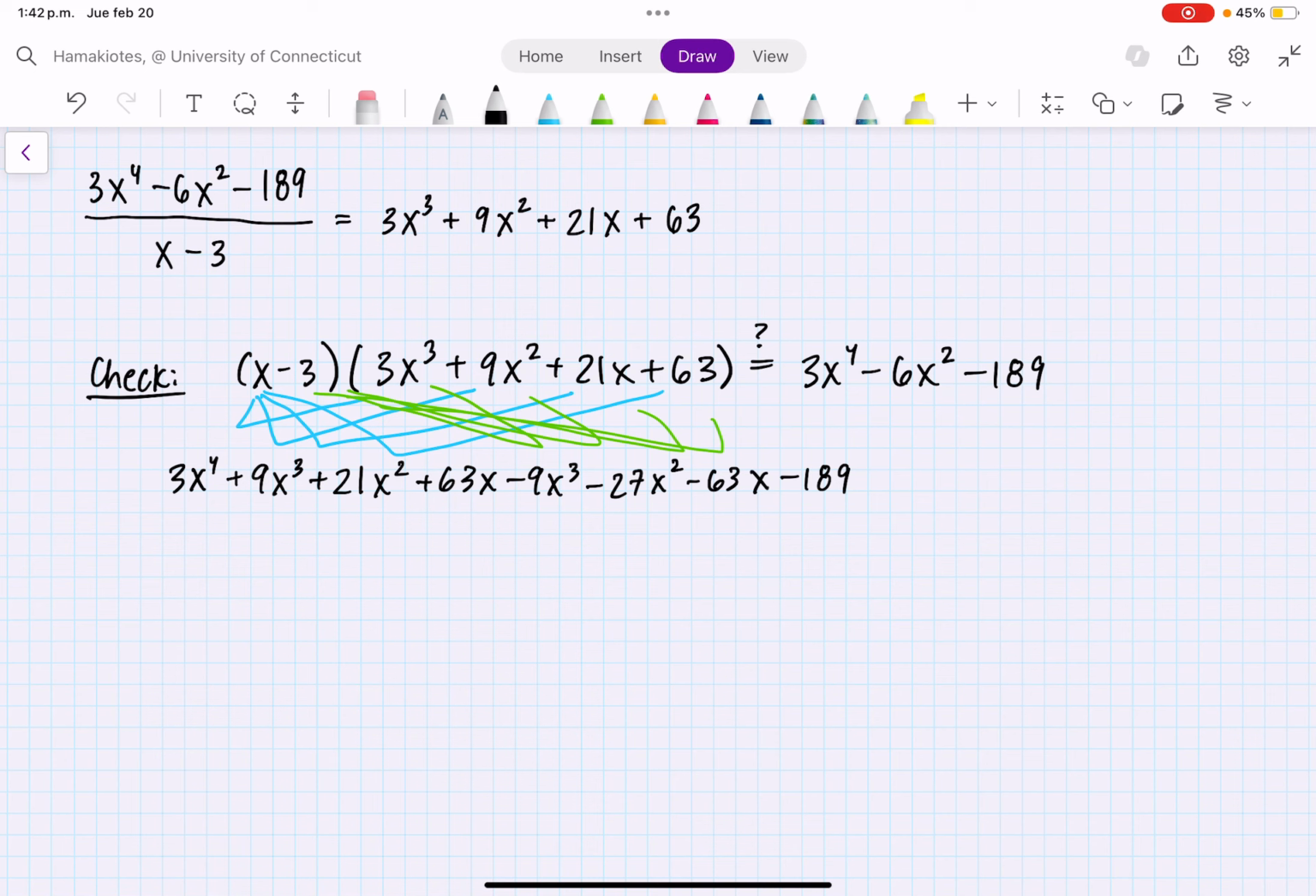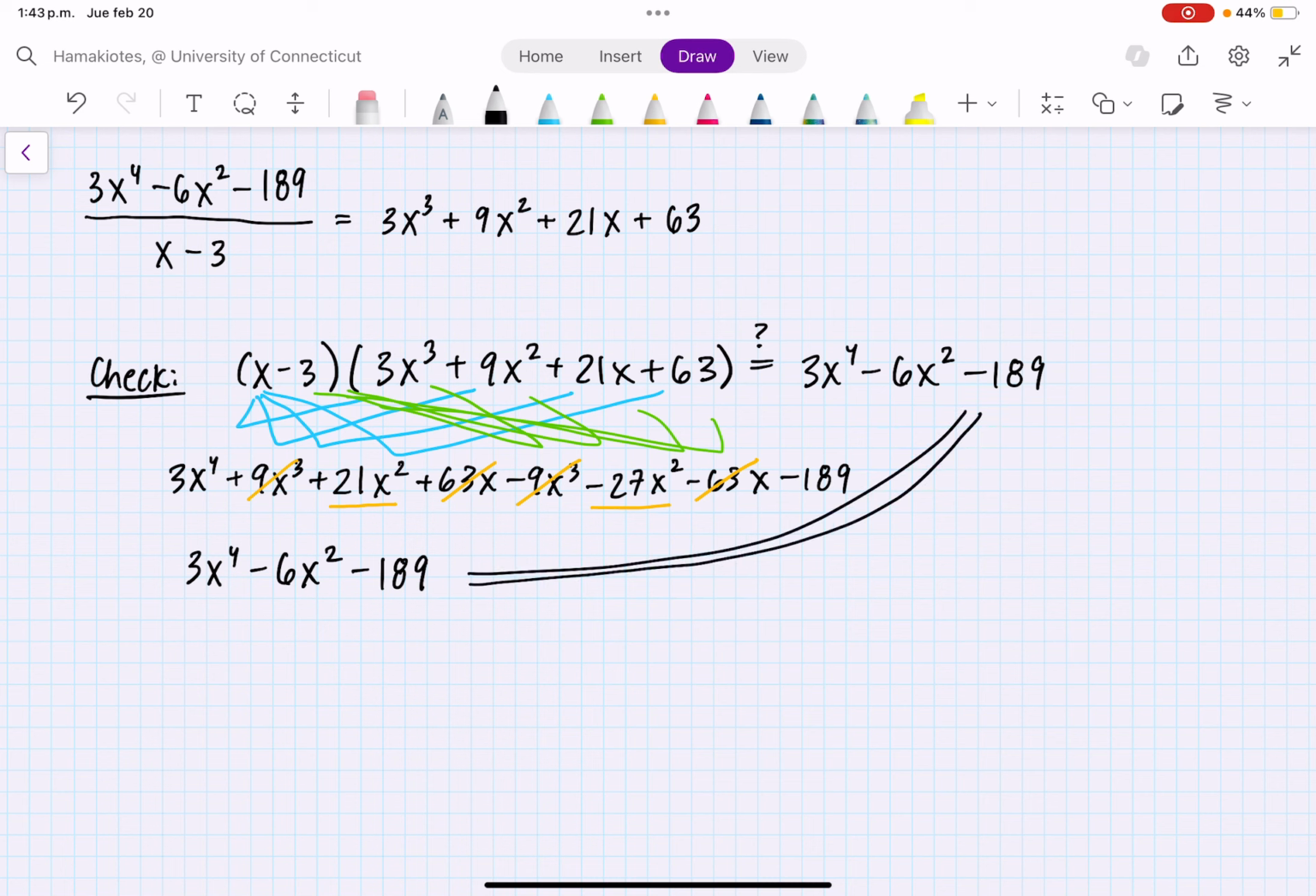So now if we put this all together, we have 3x to the 4th. Now we have 9x cubed minus 9x cubed. We have a 63x minus 63x. Now we have 21x squared minus 27x squared. So that's going to be minus 6x squared. And then all that's left is minus 189. And indeed, these are equal, which means that our answer was correct.